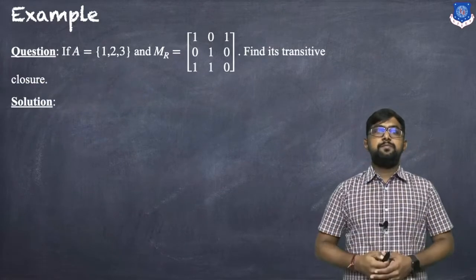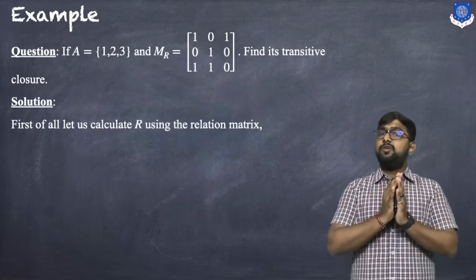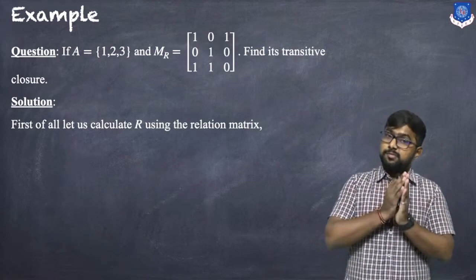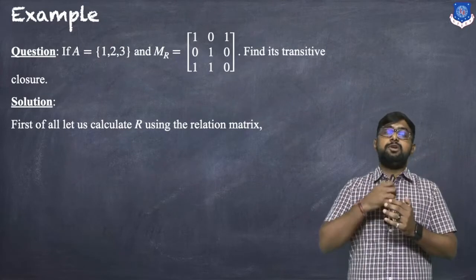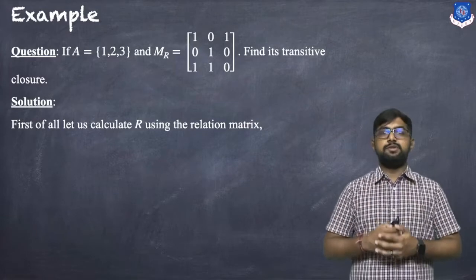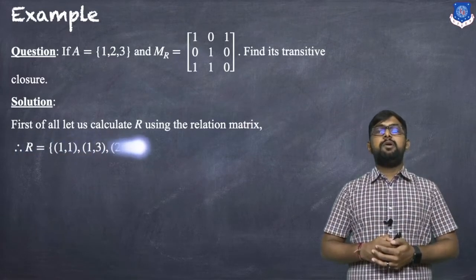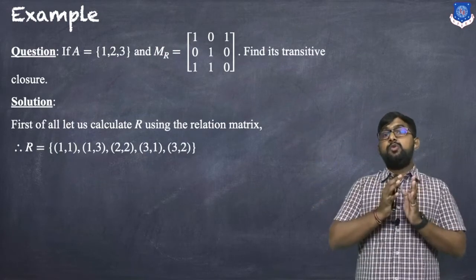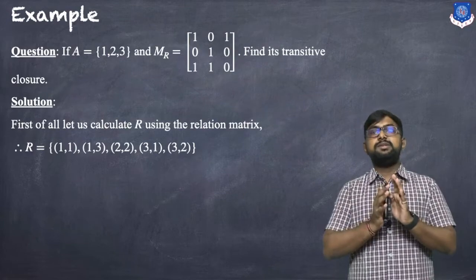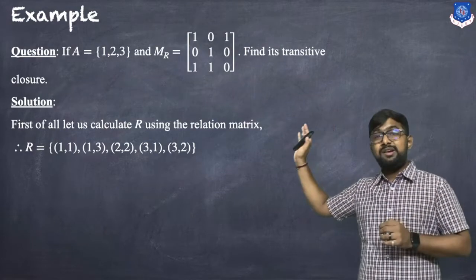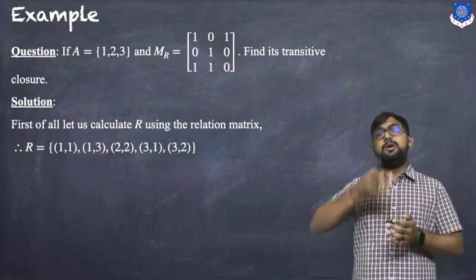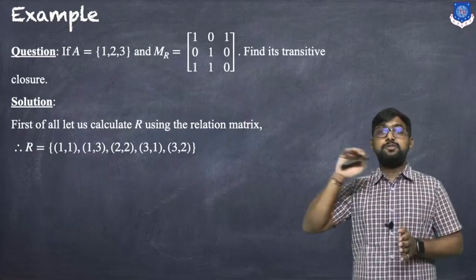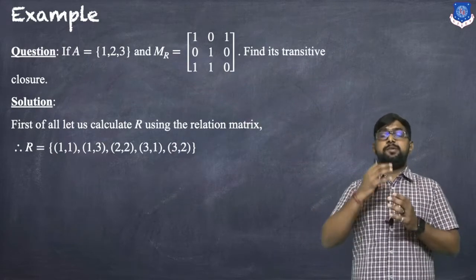Now the solution. First of all, let us calculate R using the relation matrix. Here we are given the relation matrix, so using that we will write the relation and then proceed further. So what will the relation be? It will be like this. We have A equals 1, 2, 3, and it is the same set, so it is a relation on A. The matrix contains 3 rows and 3 columns. The first, second and third columns represent 1, 2, 3, and in the same way the first, second and third rows represent 1, 2, 3.